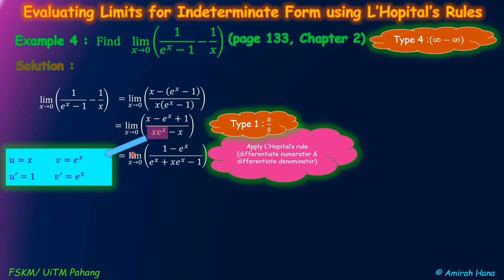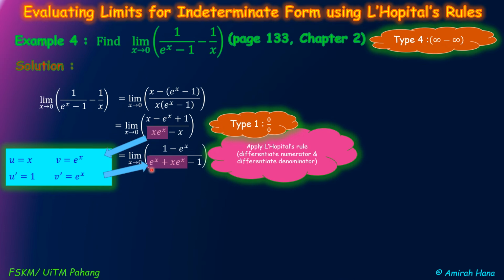I show you how to use the product rule here. To differentiate x e to the power of x using the product rule, our u is x and our v is e to the power of x. Then we need to find u prime and v prime. Our u prime is 1 when we differentiate x, and when we differentiate e to the power of x, we get back e to the power of x. This is our v prime. When we use the product rule, we can use the formula v u prime plus u v prime.